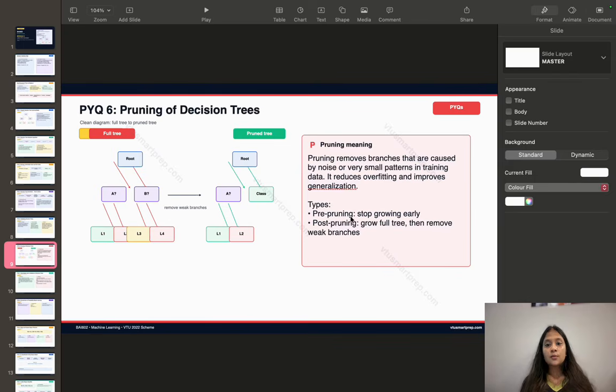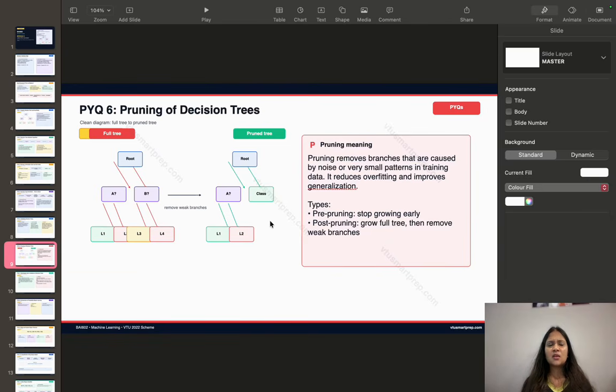Pre-pruning is going to stop growing the tree at an early stage, and post-pruning will grow the tree fully and then remove the weak branches. These points you can remember, and along with a diagram, you can explain this answer. Very last minute preparation.